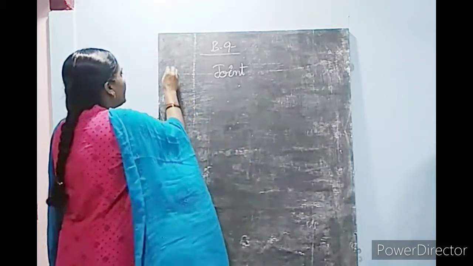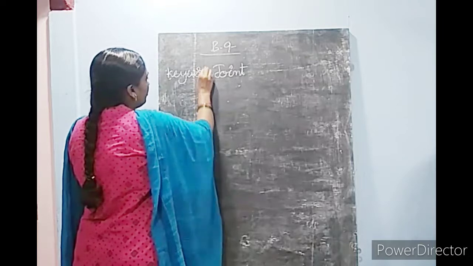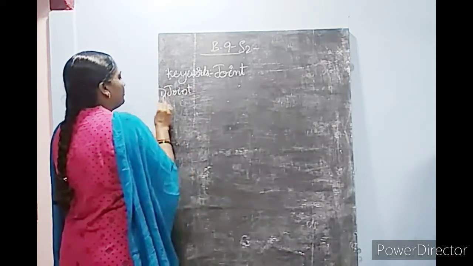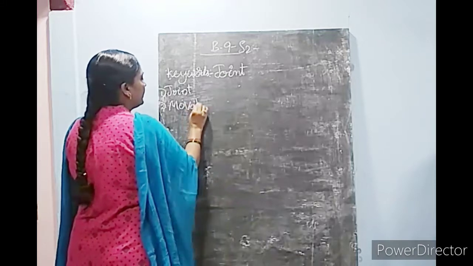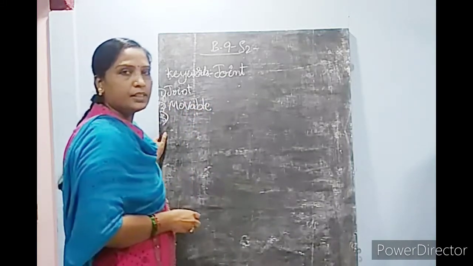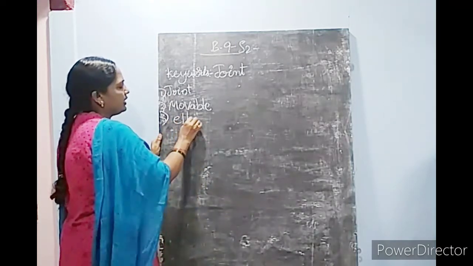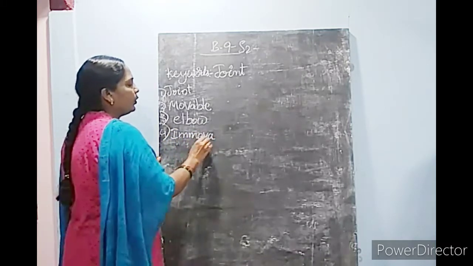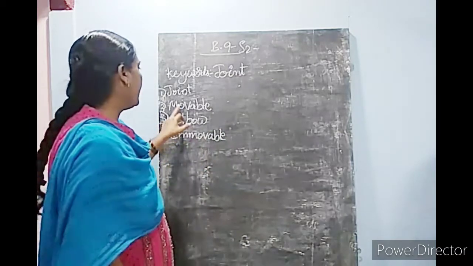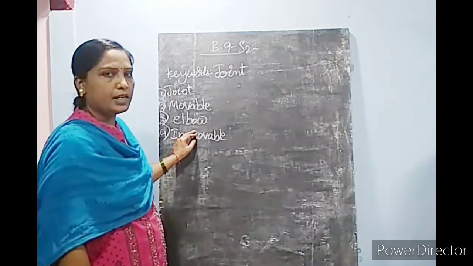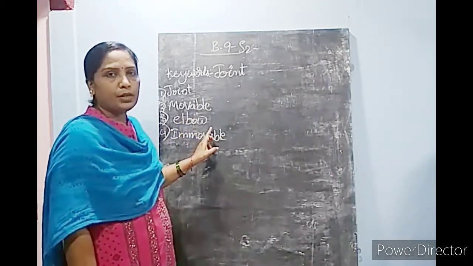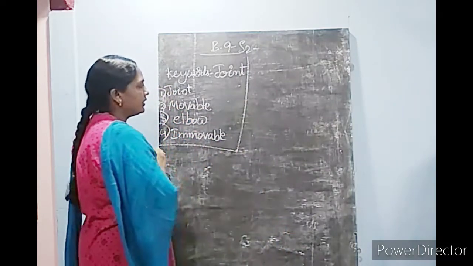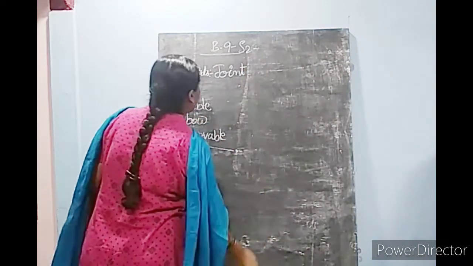So here you are learning some keywords. In our S2, we are learning some keywords. First one is joint. Second one is movable. Third one is elbow. And fourth one is immovable. I-M-M-O-V-A-B-L-E, immovable. M-O-V-A-B-L-E, movable. E-L-B-O-W, elbow. J-O-I-N-T, joint. So these are the new words you are reading in this S2.